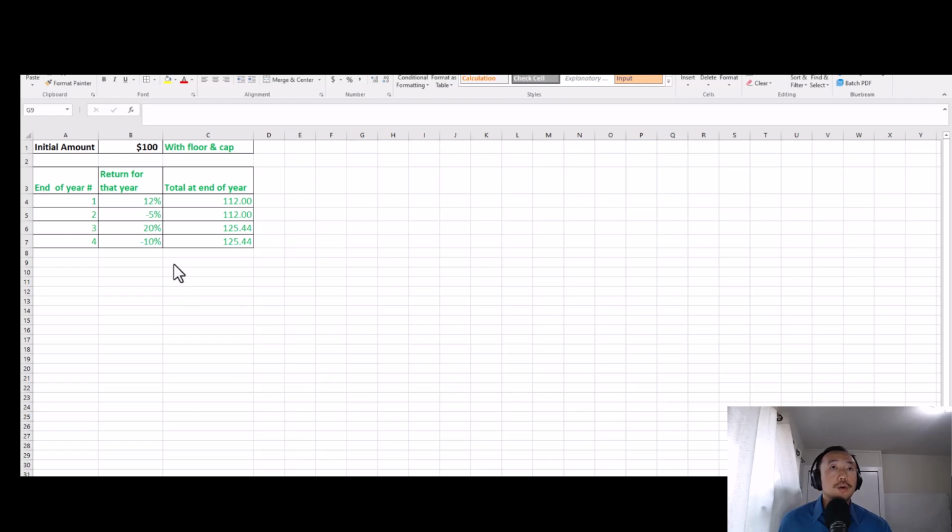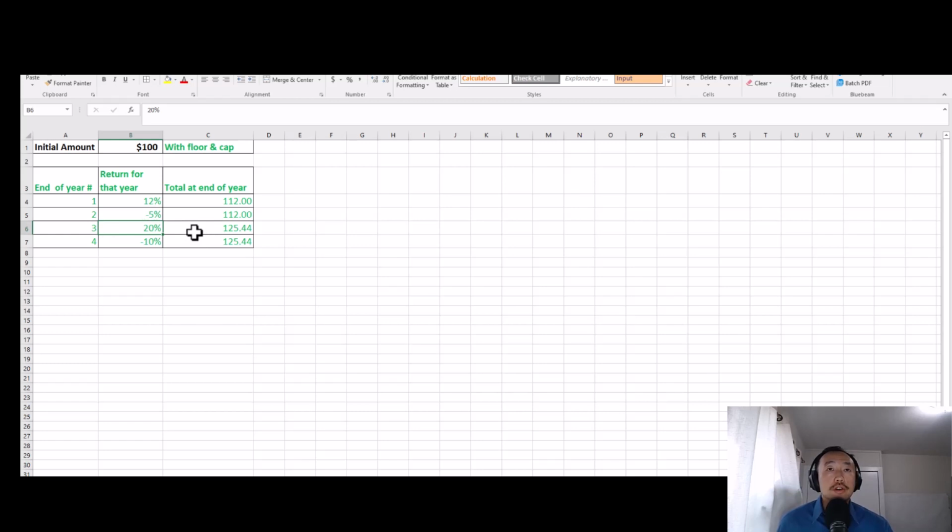So let's see what it looks like with the floor and cap in my second example. At the end of year 1, the index that you're linked to yielded a 12% return, which gave you a balance of 112. Right? And in year 2, the index you are linked to yielded a return of negative 5%. Since there's a floor protection, you'll earn 0% for that year. Hey, 0% is better than losing money, right? In year 3, the index that you're linked to yielded a 20% return. With the cap, you'll get a 12%.